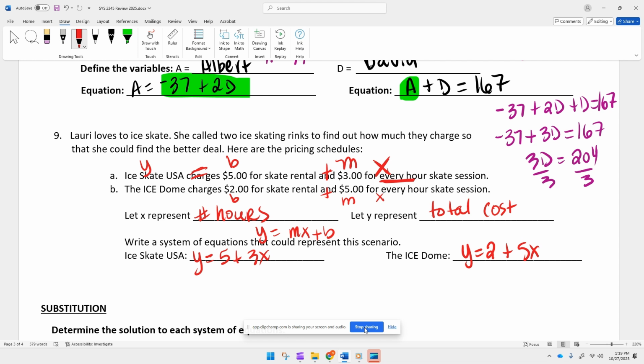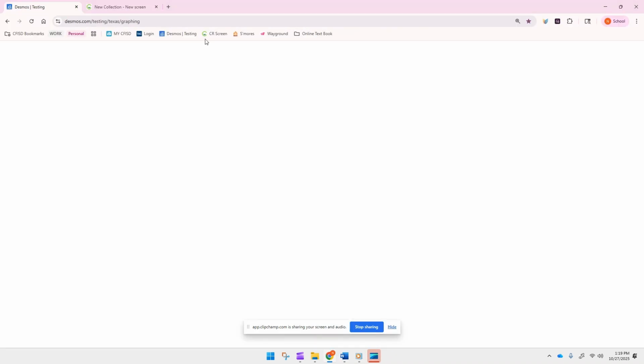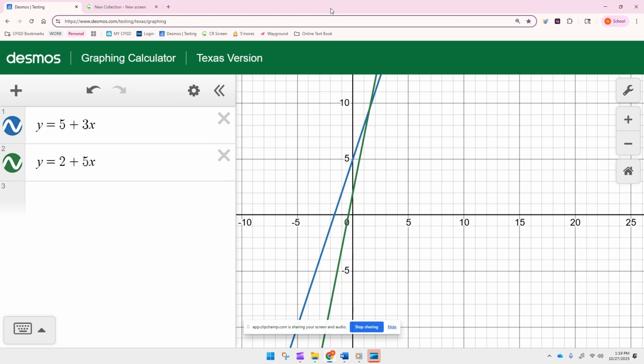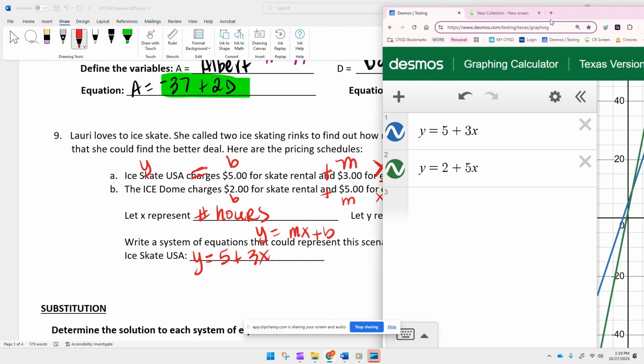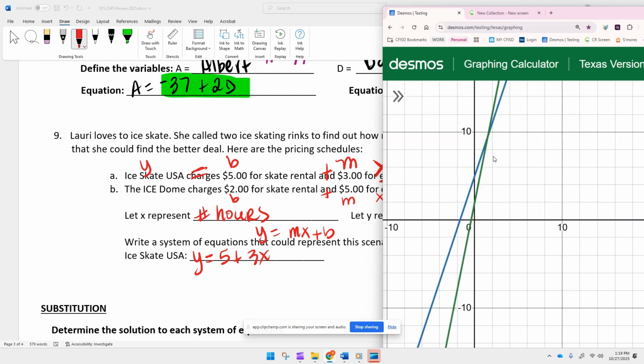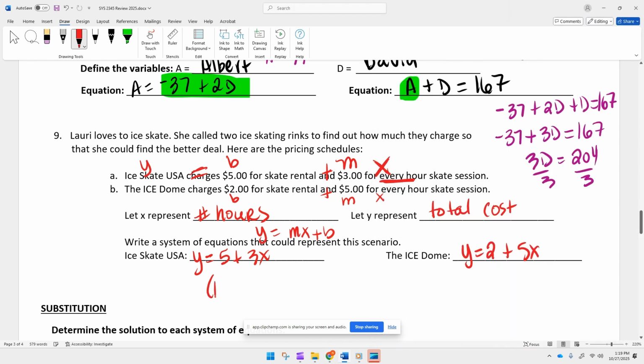Super easy. Now, if on the off chance they ask you to find the intersection, listen up. I would put both equations in Desmos, and I would find the point that they intersect. They intersect at the point 1.5, 9.5. It's important that you understand what the X and the Y represent.